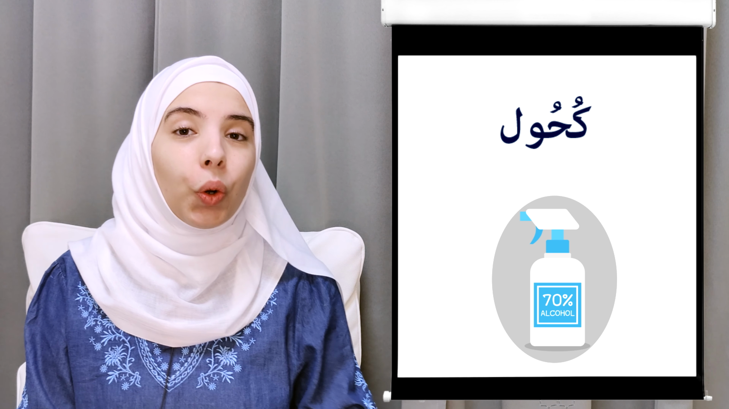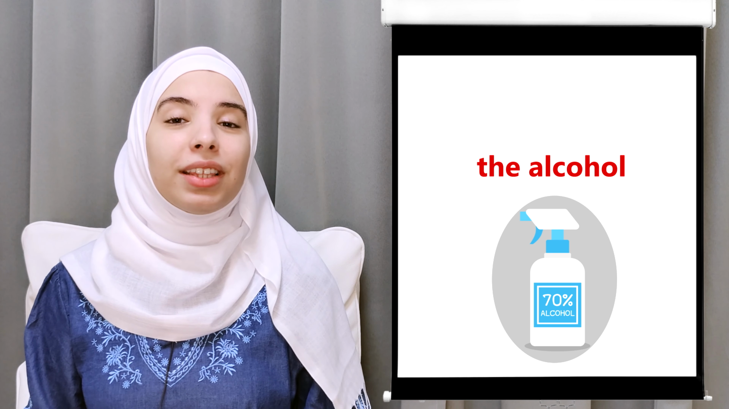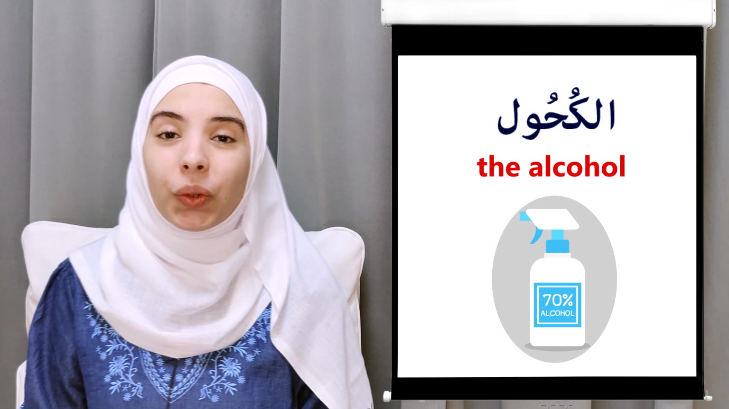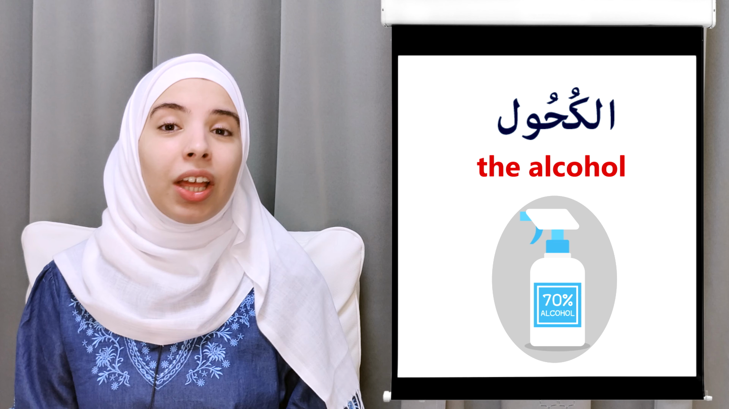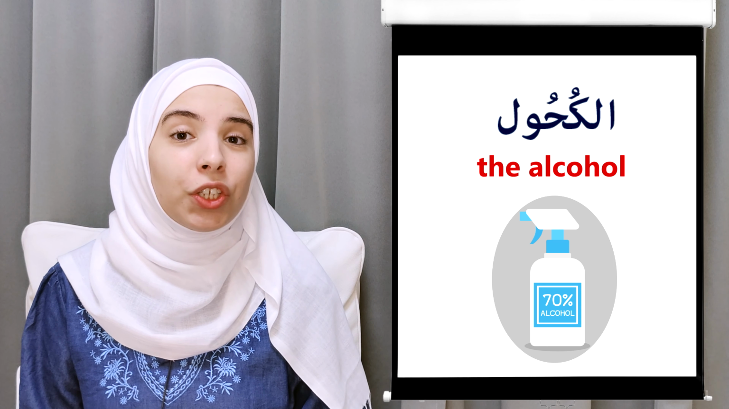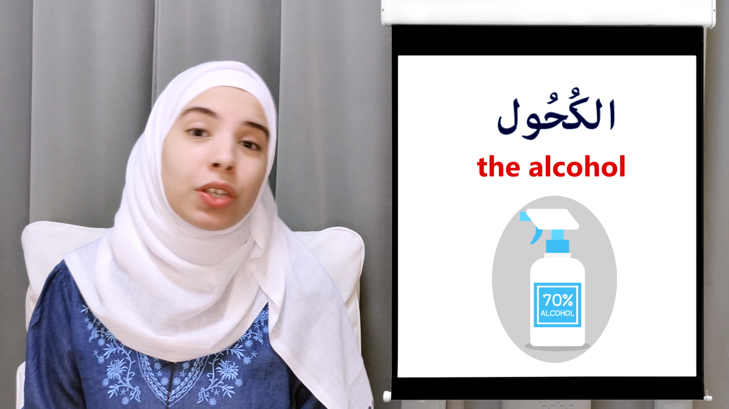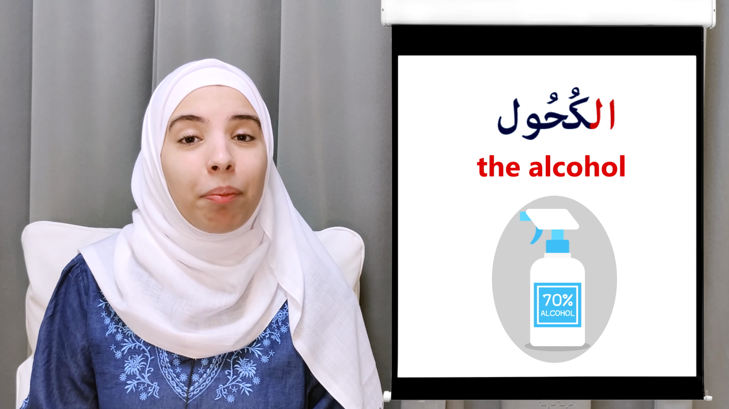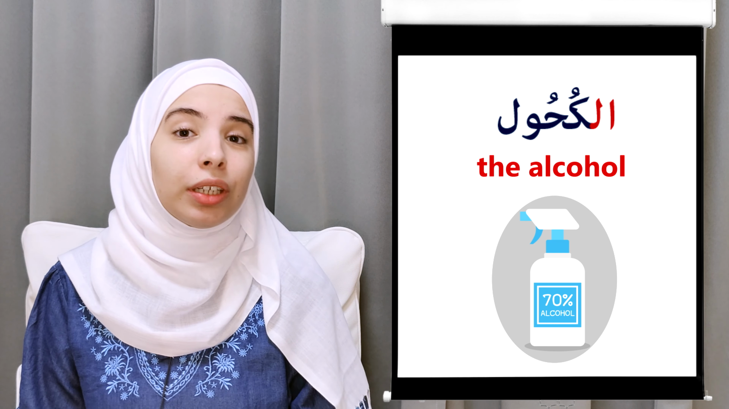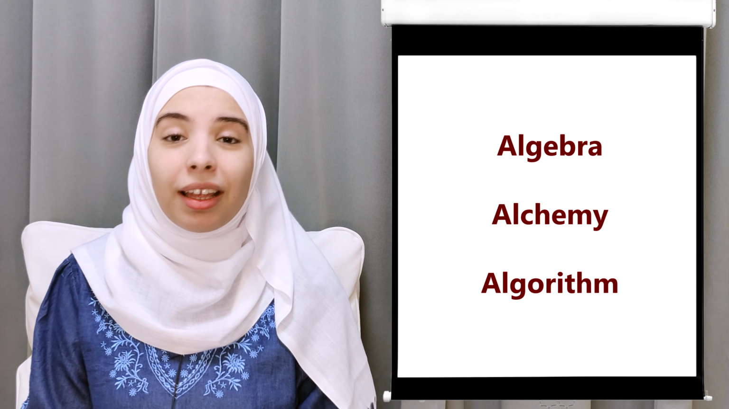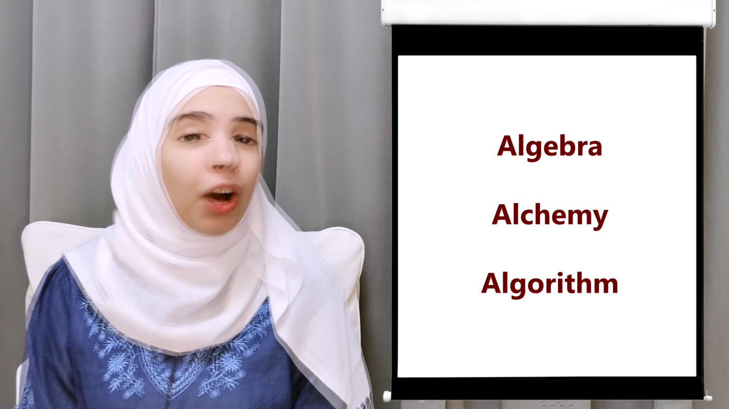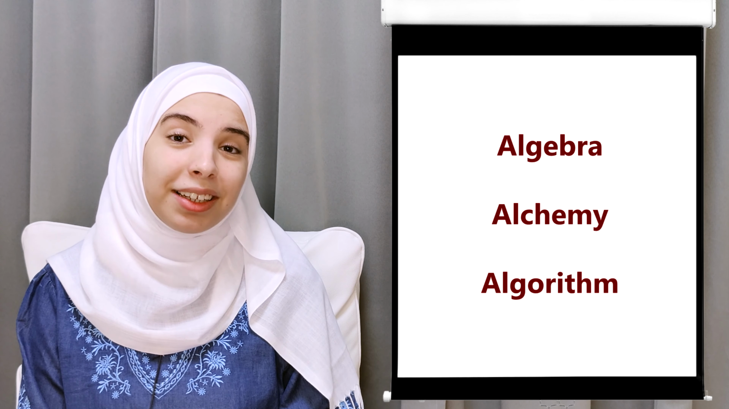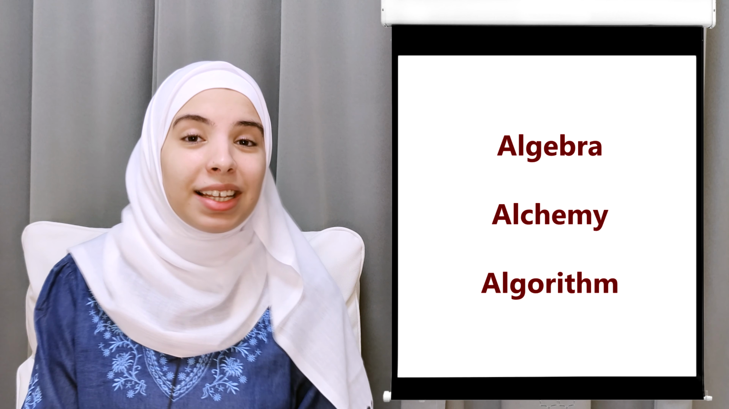If you want to say the alcohol in Arabic, you say الكحول. Kuhul is an Arabic word originally, but when other languages borrowed it, they took it with its definite article, and this happened with many words of Arabic origin, like the words algebra, alchemy, algorithm. All of these words are borrowed from Arabic along with their definite article. Anyway, let's move to the next word.